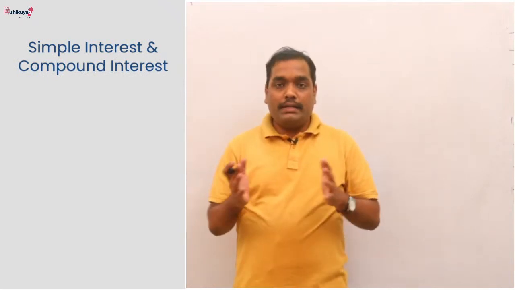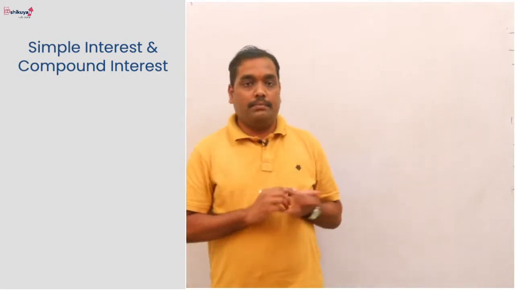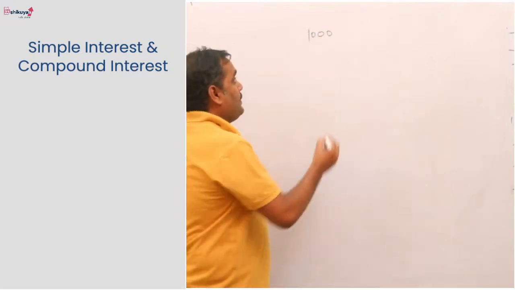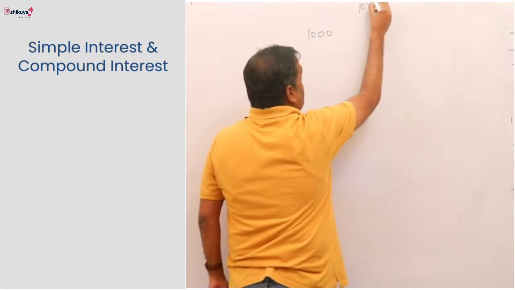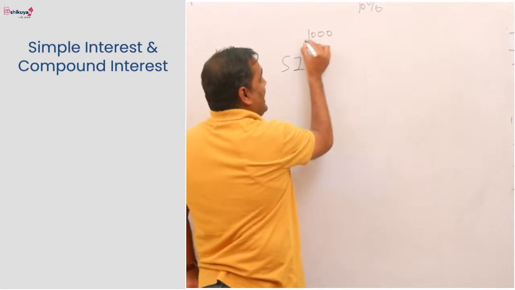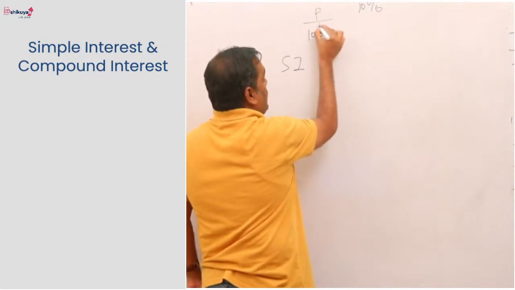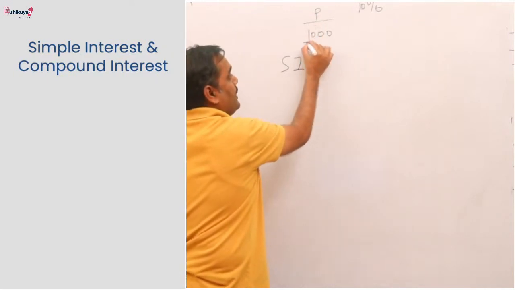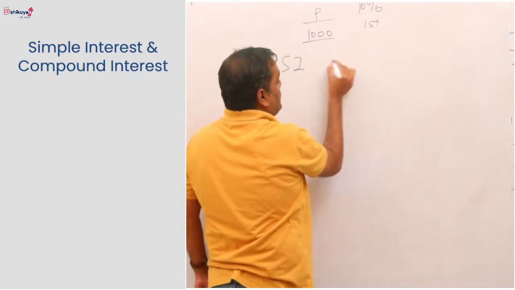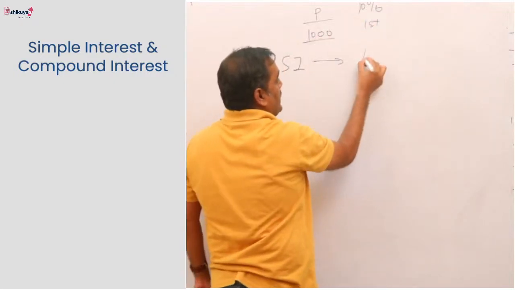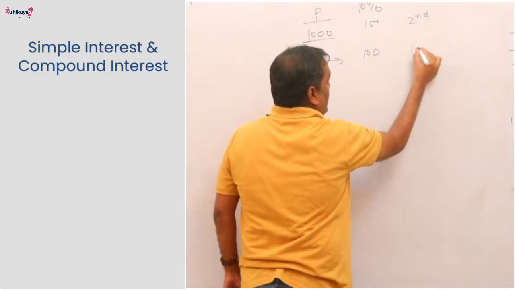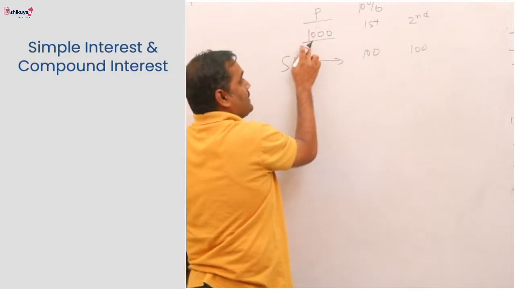Let's try to understand the difference between these two with a simple example. Suppose the initial amount I have is 1000 rupees and the rate of interest is 10%. In simple interest, every year the interest is calculated on the principal amount, meaning the initial amount, here 1000 rupees. For the first year the interest is 10% of 1000, that is 100. For the second year the interest is again 100, that is 10% of the initial principal amount.